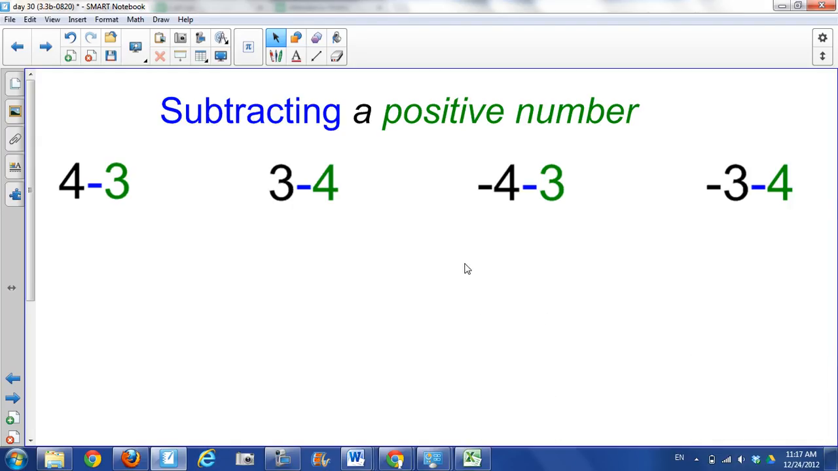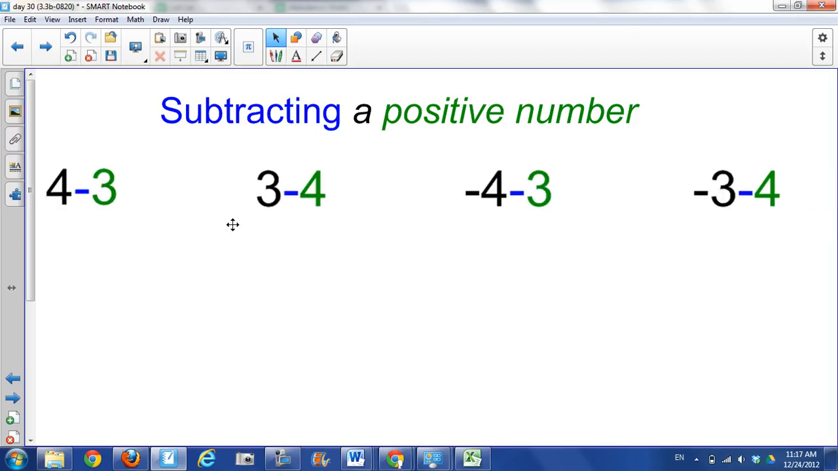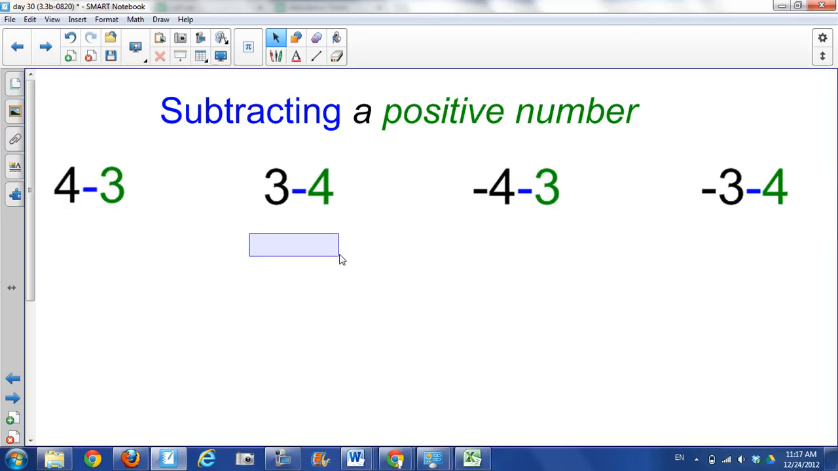Okay, now it's time to talk about subtracting a positive number. Again, you may be looking at this and saying, I already know this. Well, I'm confident that you know this one. I'm a little, uh, most of you probably handle that. And then when it gets to these two, some of you are probably, oh, brother, I'm not sure what to do. So, let's hit it.